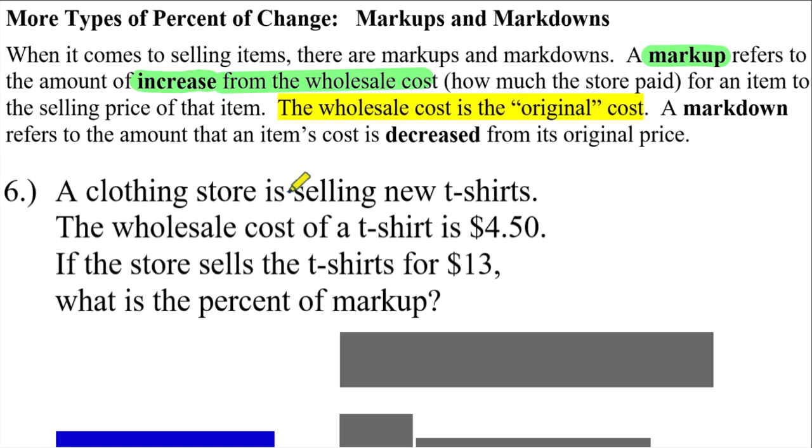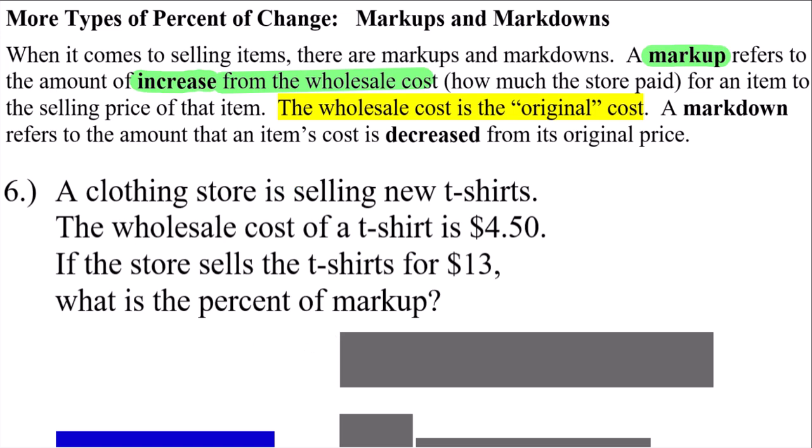All right, here we go. Problem number 6. I'll do this one with you, and then you'll try 7 on your own. A clothing store is selling new t-shirts. The wholesale cost of a t-shirt is $4.50. That means the clothing store had to pay that much to even get the shirt or the shirts. If the store sells the t-shirts for $13, and I should have said $13 each because that's what we're talking about here, what is the percent of markup?